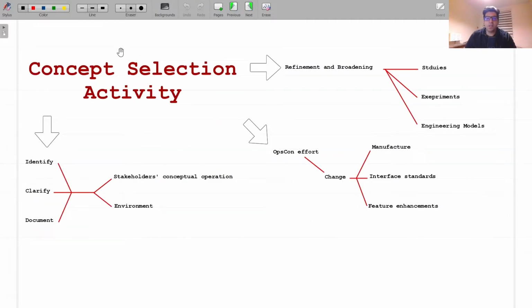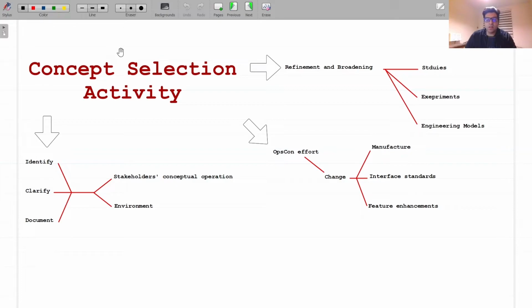Concept selection is the second activity of the concept stage. The concept selection activity is a refinement and broadening of the studies, experiments, and engineering models pursued during the exploratory research activity. The first step is to identify, clarify, and document the stakeholders' conceptual operation of the system across the different stages of use and environments it is to be used in.